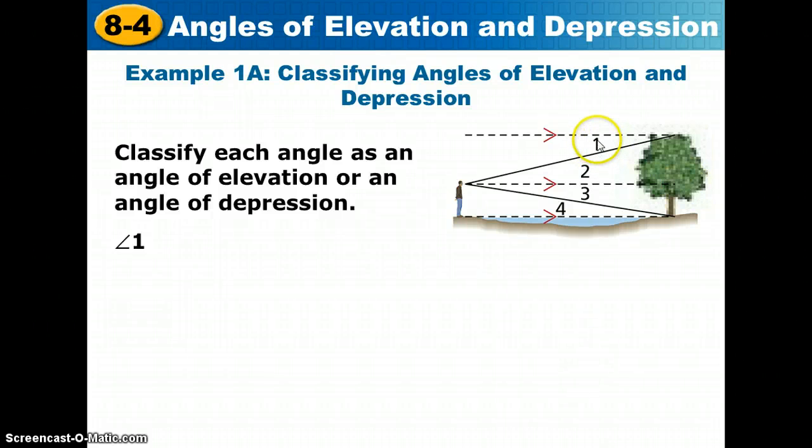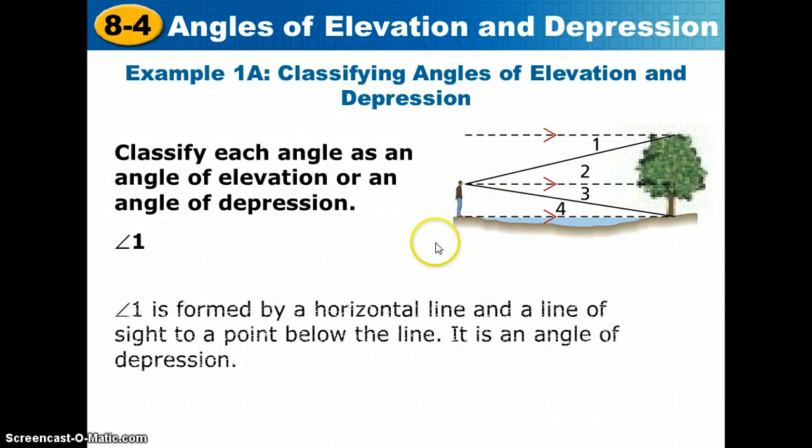So we should classify angle 1 as either an angle of elevation or an angle of depression. Angle 1 is formed by this horizontal line and this line of sight from the top of the tree. Imagine a little bird looking out of the top of the tree down at this person. The person is below this horizontal line, so angle 1 is an angle of depression. This is what you need to write, angle of depression.